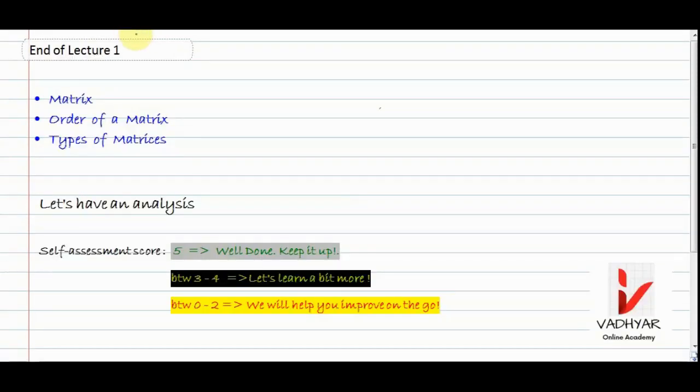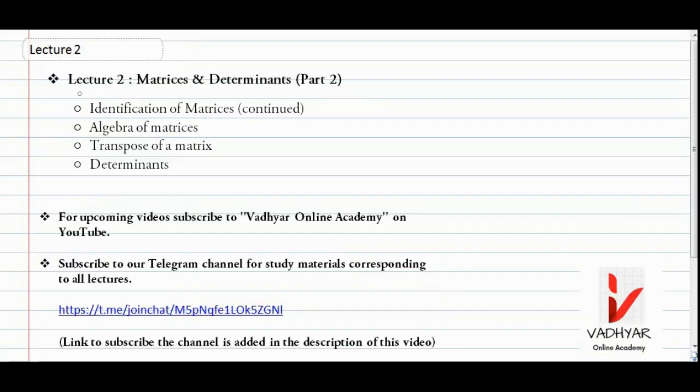With this we are coming to end of lecture 1. In this lecture we discussed about matrix, order of a matrix and types of matrices, and we also discussed 5 previous year questions. And if you have scored 1 mark in all those 5 questions, your self-assessment score will be 5. If your mark is 5, it's a good mark, keep it up. And if it's between 3 to 4, I'll say you have to learn a bit more. And if it's between 0 and 2, then you have to improve a bit more, and we will help you improve on the go.